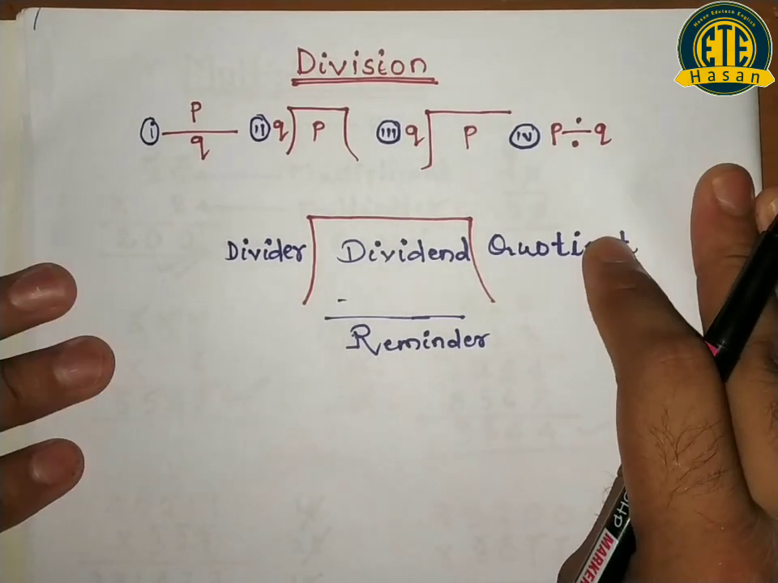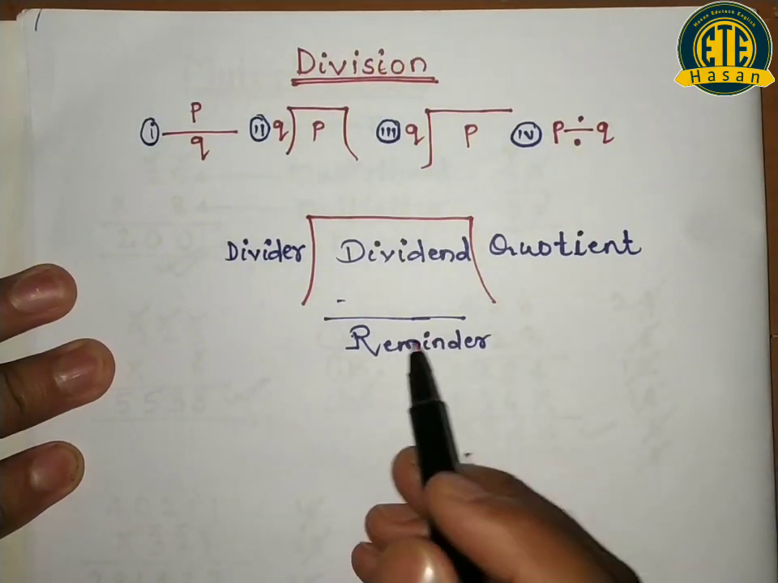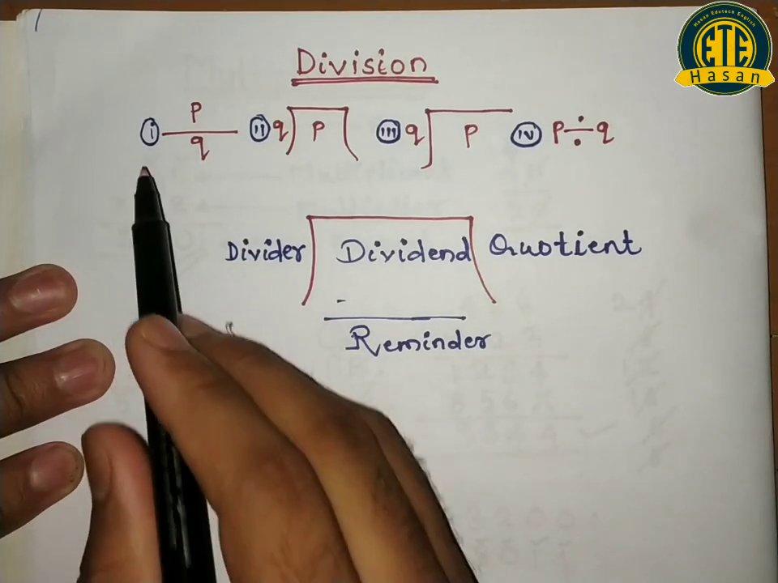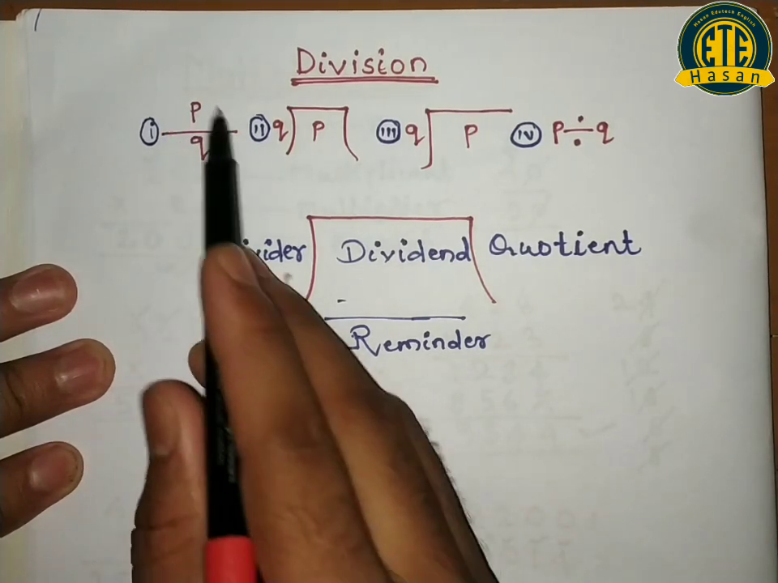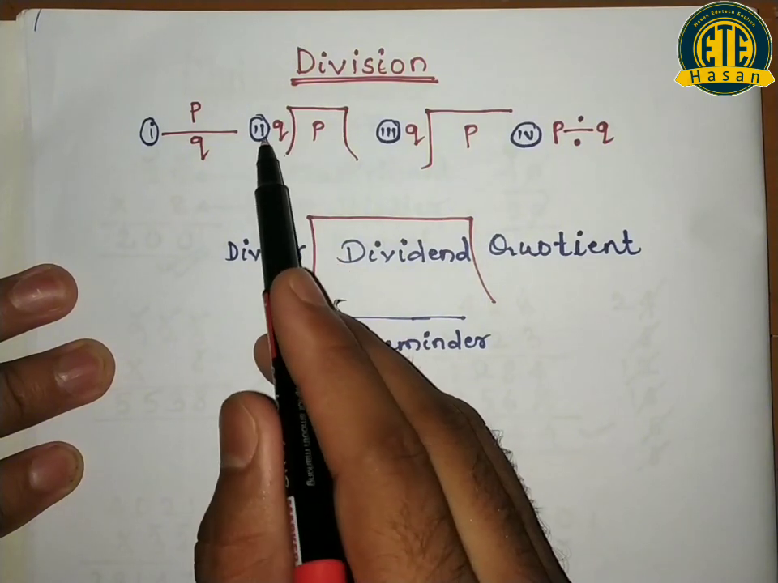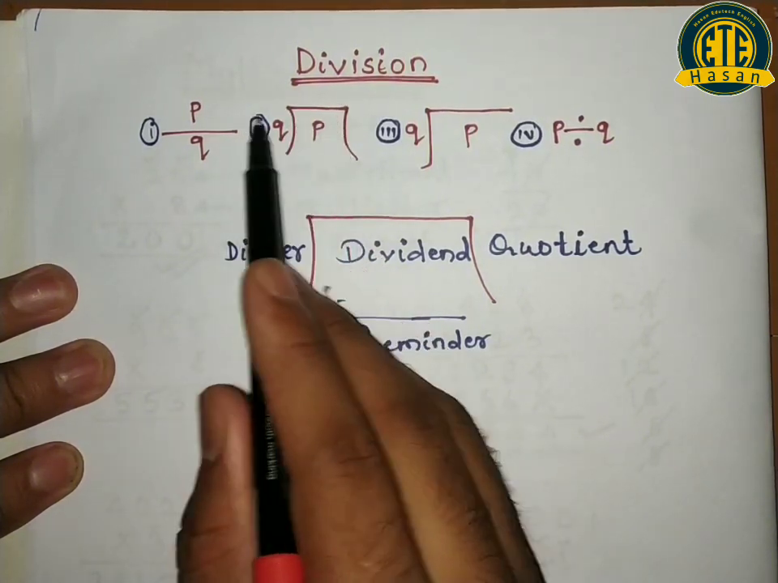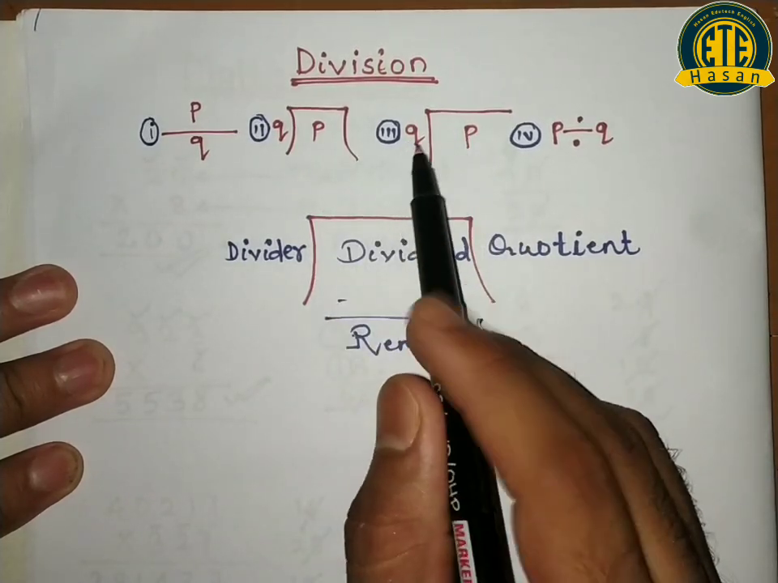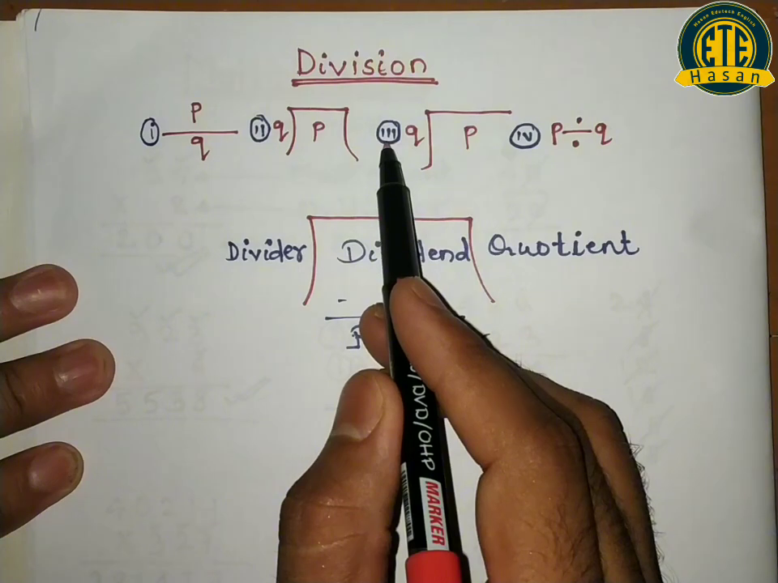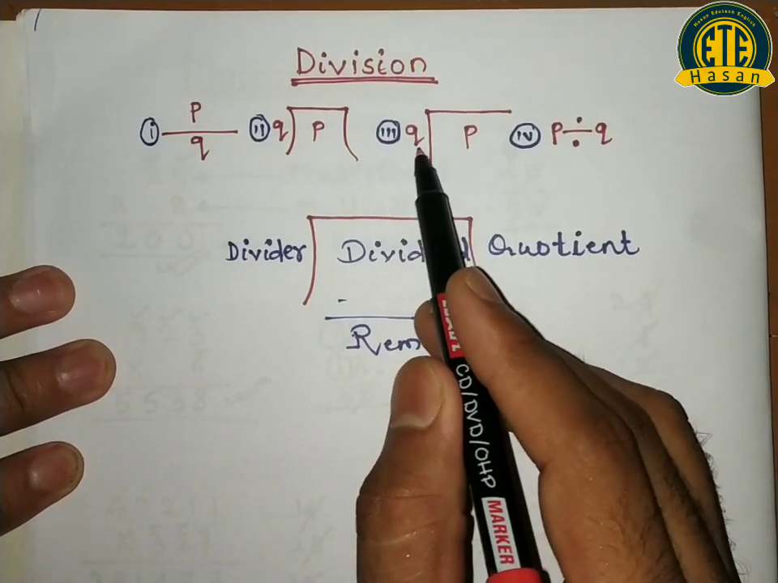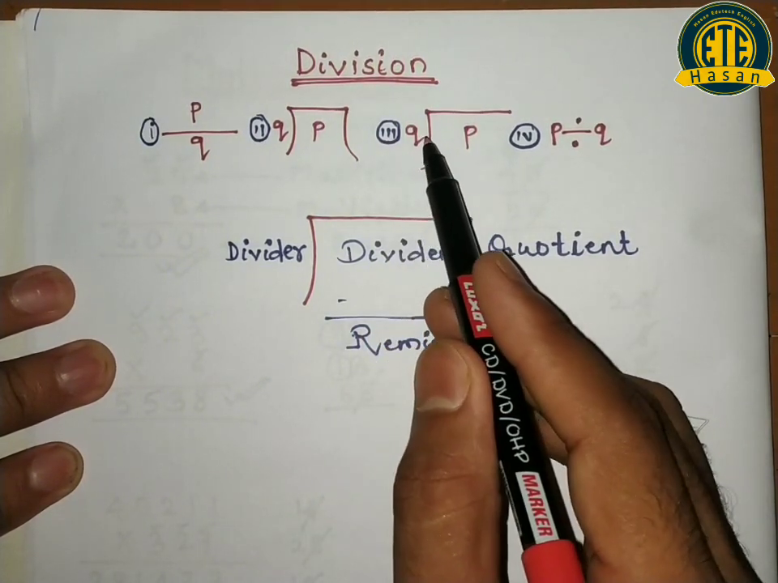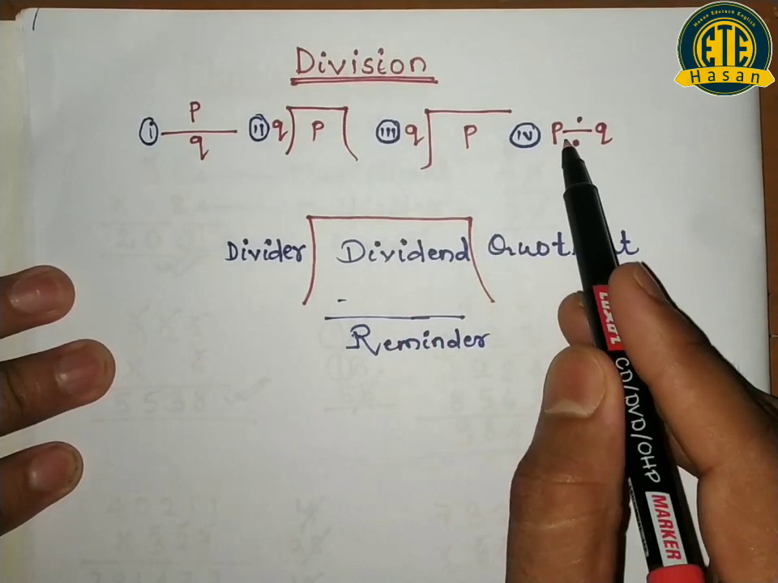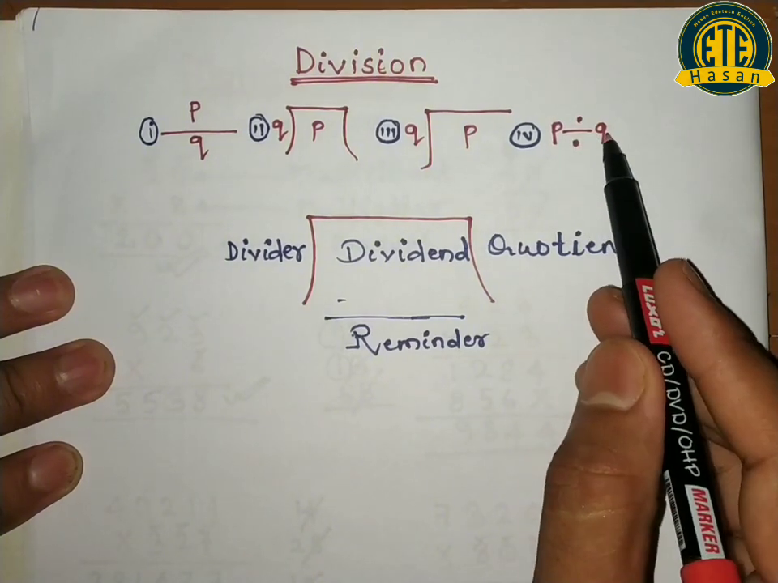Firstly, we have to learn about the basic things regarding division. I have written four kinds of division notation. Here we can write P by Q, also called division. Also Q, with a double bracket with a single line inside P. The third type of division is like Q outside of the bracket and P inside the bracket. Also you can write P division Q.